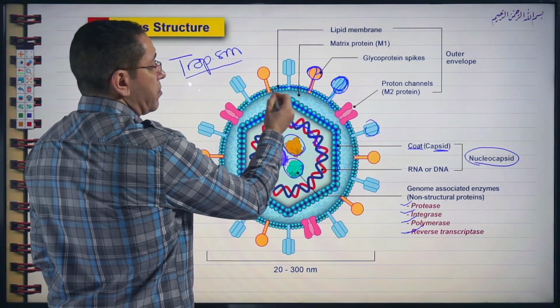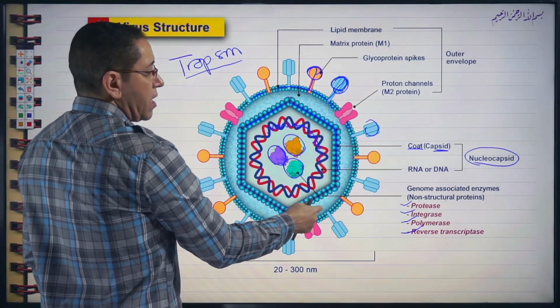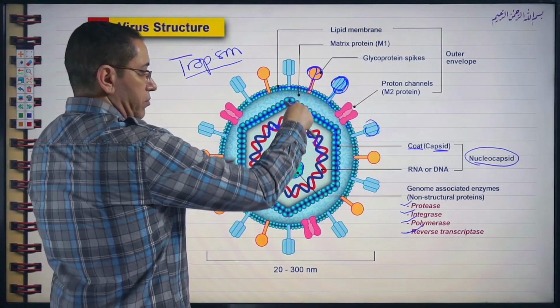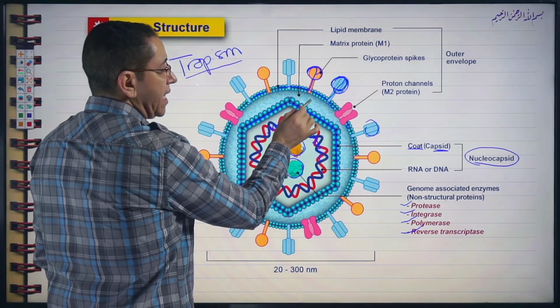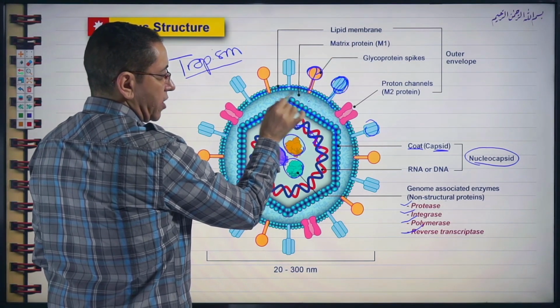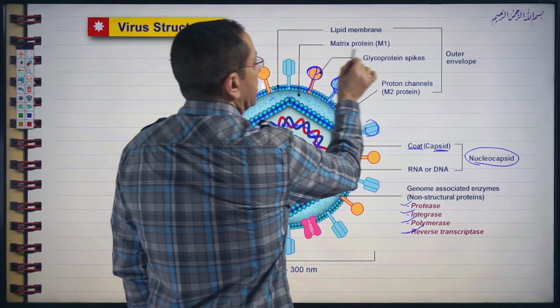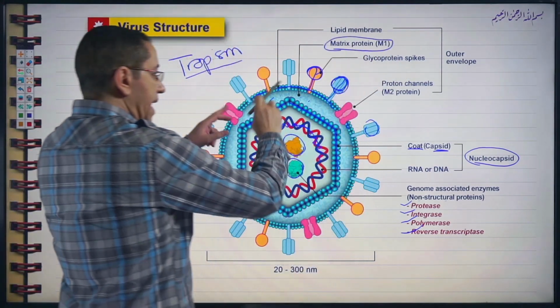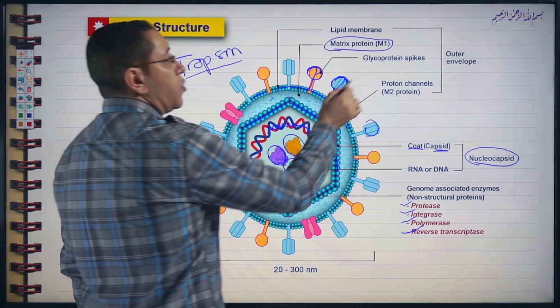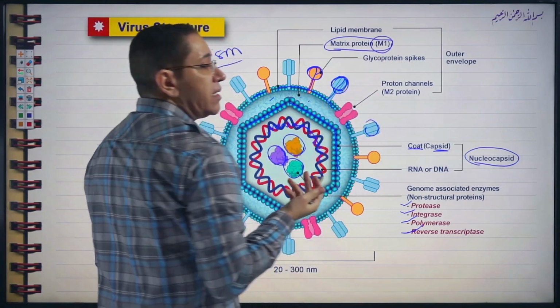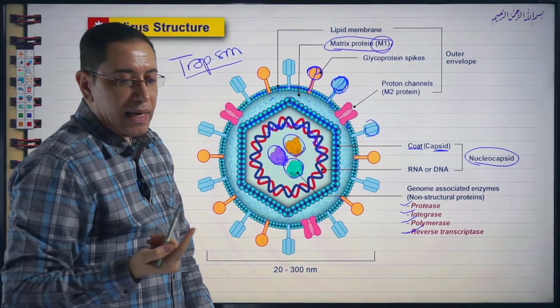Okay, now the space between this outer membrane and this capsid is not air. It's not an empty space. No, it contains another protein, which is this blue one. These blue dots, this protein is called matrix protein. Matrix is known as the protein that fills this space. Sometimes they say M1, but why M1? Why does it have a number?